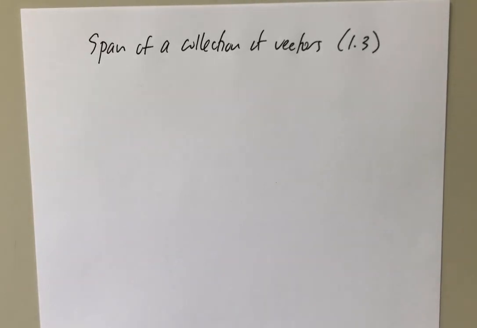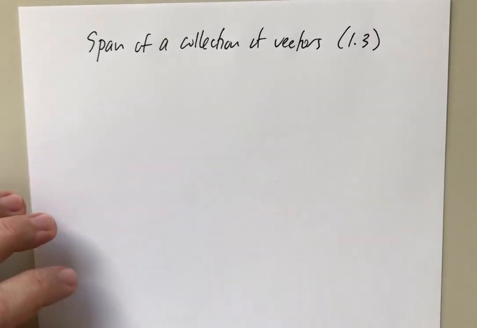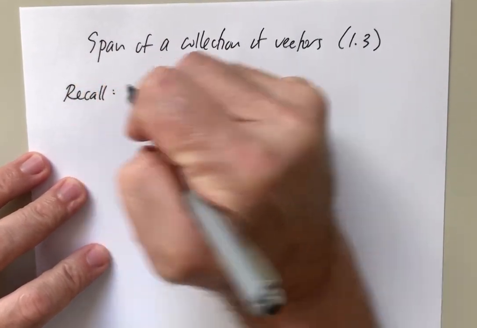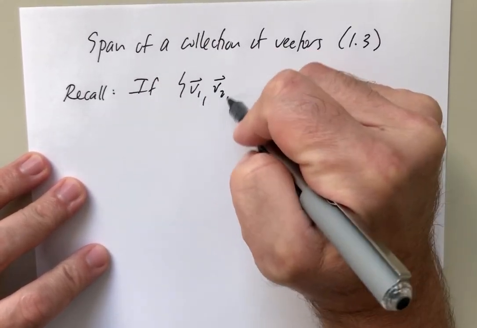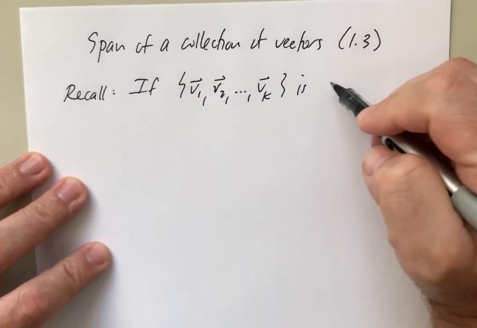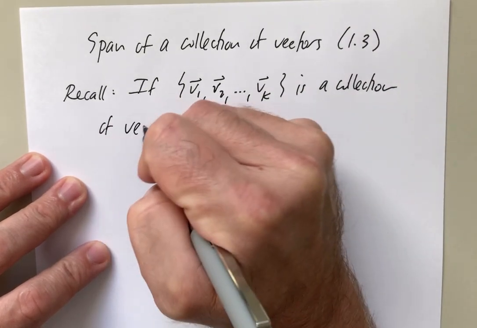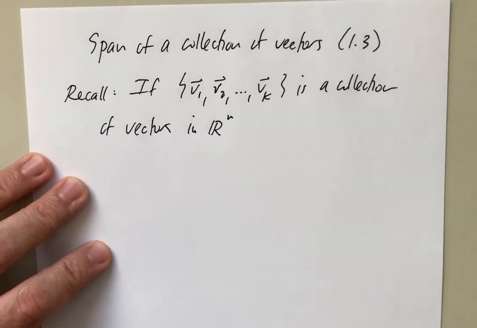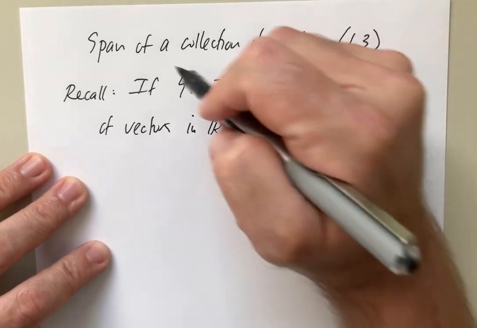Hello folks, today we'll talk about the span of a collection of vectors, material from 1.3. So recall that the idea here is that if we have a collection of vectors, say v1, v2 through vk, and let's say these are all in Rn, so each one has n entries, we call this set S.